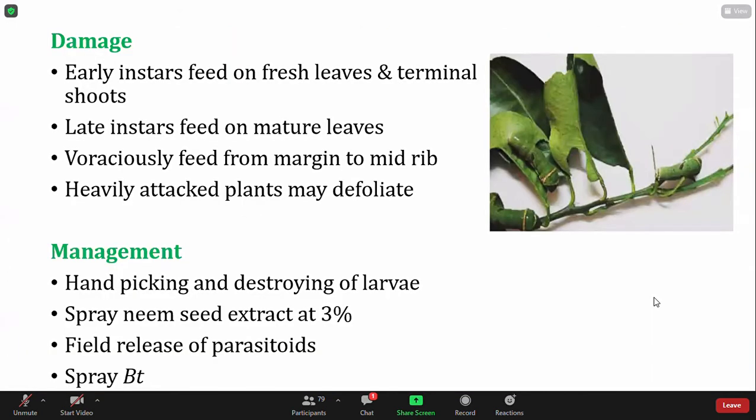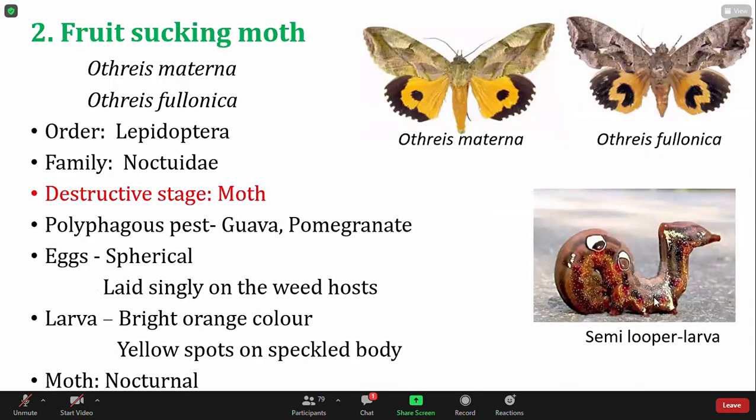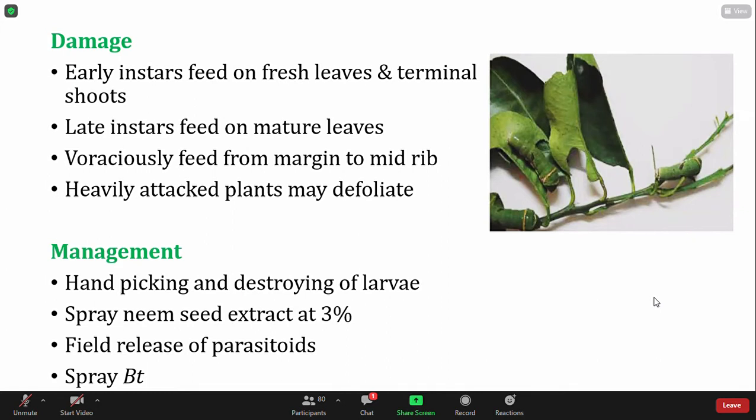Let's see what damage is caused by this pest. Early instars feed on the fresh leaves and the terminal shoots. So the early instars feed on the terminal shoot and the late instars feed on the mature leaves. They feed voraciously from the margin to the midrib. So the midrib will remain after the complete feeding. The heavily attacked plants may defoliate.